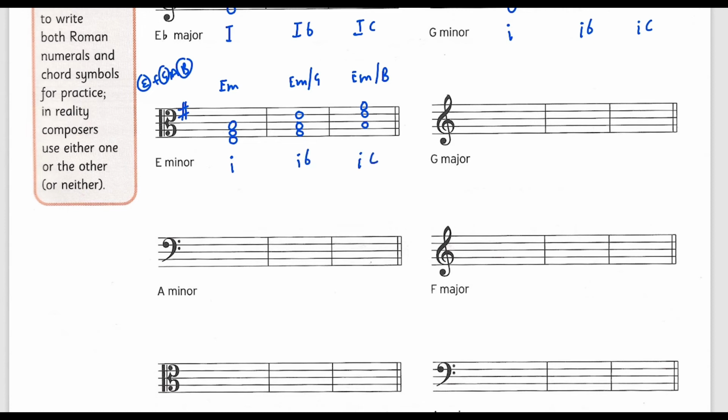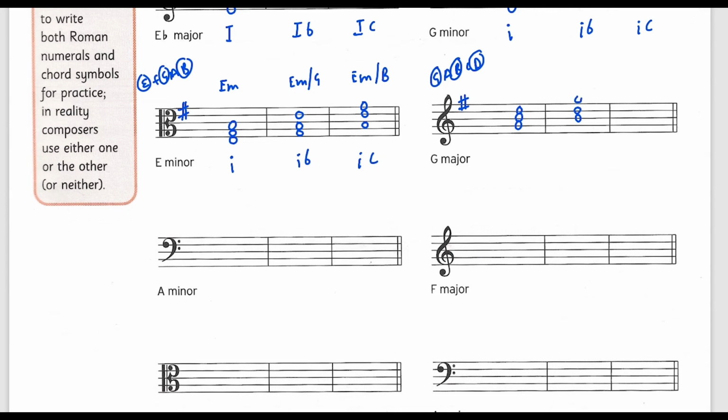Okay, next one we have G major. In G major, this is one sharp key, so that is F sharp, and the notes will be G, A, B, C, and D. So we're going to use G, B, and D. Let's start from here. This is G, B, and D.